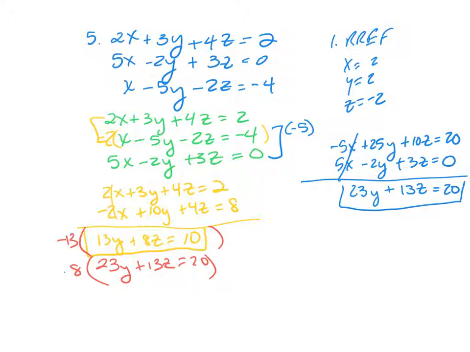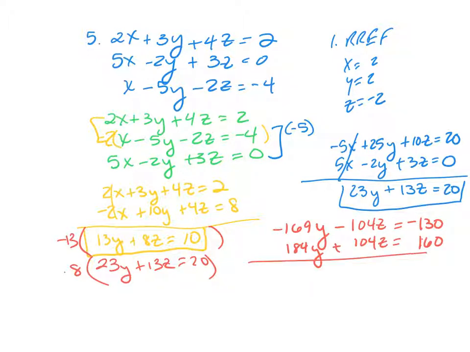And negative 13 times 13 is negative 169y. Negative 13 times 8 is negative 104z and equals negative 130. Everybody see that? Yeah. And then downstairs you have 8 times 23 is 184y minus 8 times 13, which is 104, positive 104z equals 160. Okay?